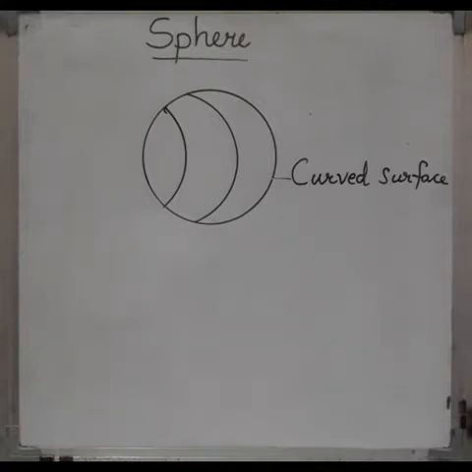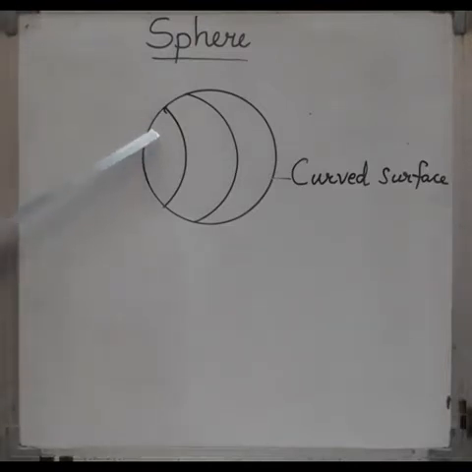Today we are going to study a new solid shape, that is sphere. You already learned about plane shapes such as square, rectangle, triangle, circle and oval, and two solid shapes such as cuboid and cube. Today I am going to teach you about sphere.